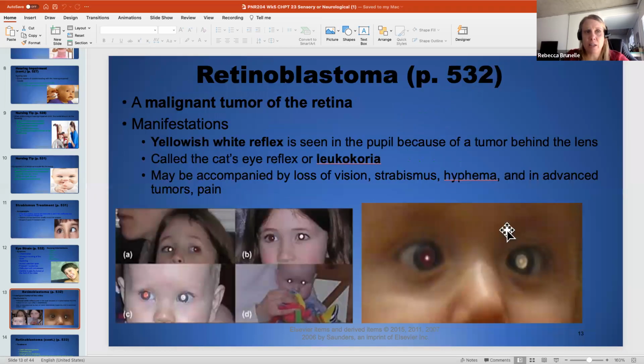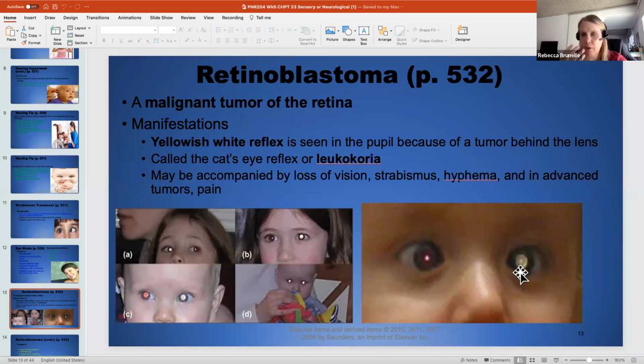And then there is a condition that you need to know when you work in pediatrics called retinoblastoma, and that's a tumor in the eye. You can see this is the kid here that has this white reflex. So this is the eye that has the retinoblastoma. They can have problems with vision. They can have strabismus. They can have dilated blood vessels around there. That's this hyphema.